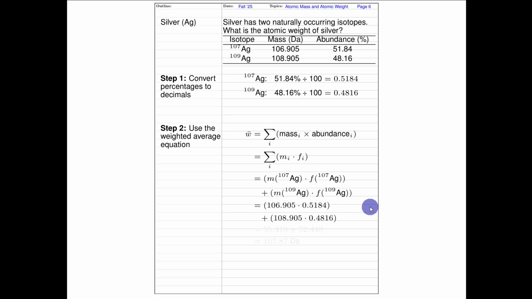And now I can start adding the numerical values. The mass of silver 107 is given in the table, so I can add that in. The fractional abundance of silver 107 we just converted, so I can add that in. And then I'm going to do the same thing for the second isotope, silver 109. The mass, which is given in the table, by the fractional abundance, which we calculated above.